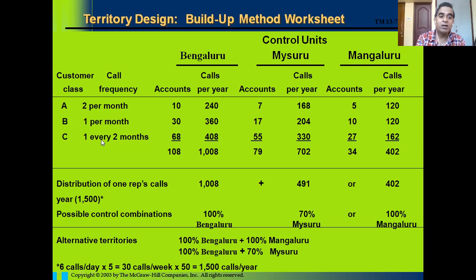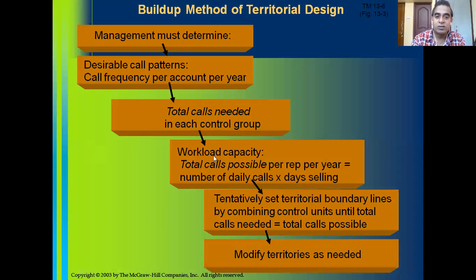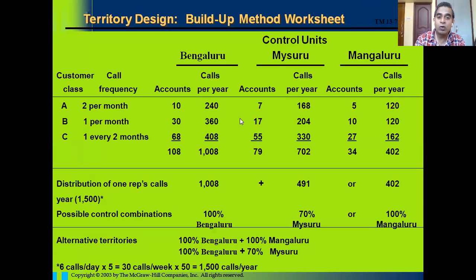C class, 1 call in every 2 months means 6 calls in a year, and there are 68 customers. So 6 into 68 is 408. So these are all the calls to be made in Bengaluru. If you add up 240 plus 360 plus 408, 1008. That is nothing but total calls needed in each control group.